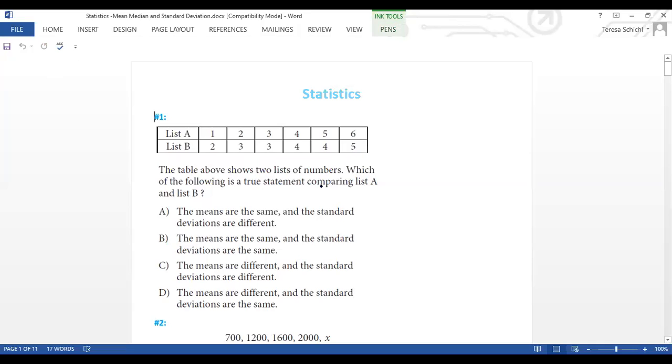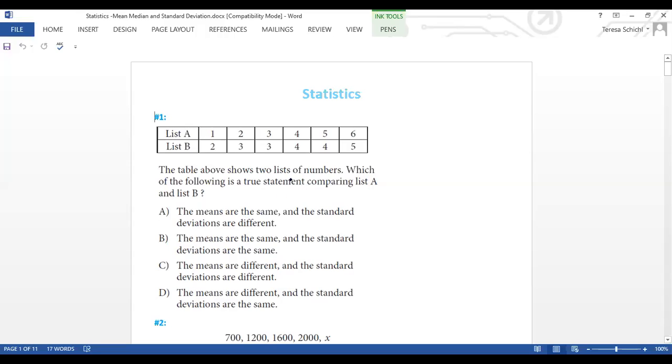Which one is the following true statement about the list A and B? So when you do the SAT exam, first thing you glance through the problem, then you find the keywords, mean and the standard deviation. So this belongs to the statistics area, right?